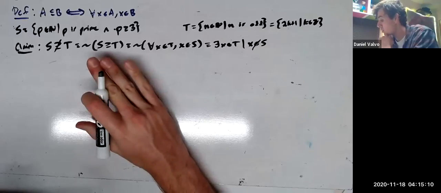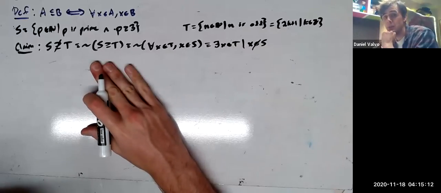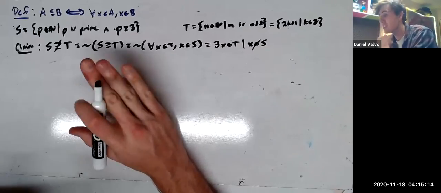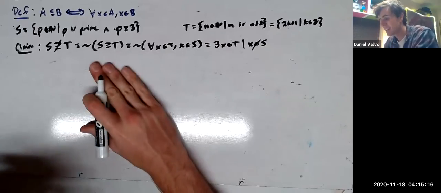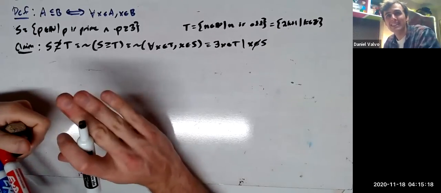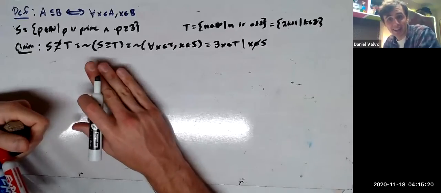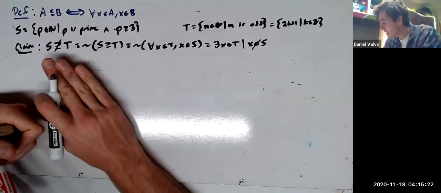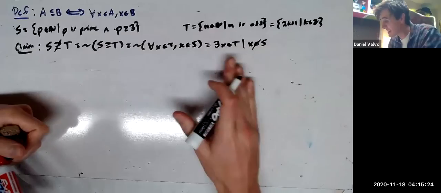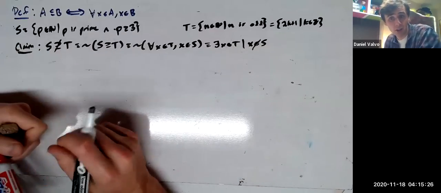So saying that T is not a subset of S, that S does not contain T, those two things are the same. Saying this is the same thing as saying there must exist something in T not in S. Otherwise, S would contain it.